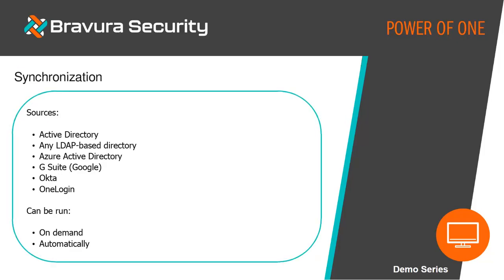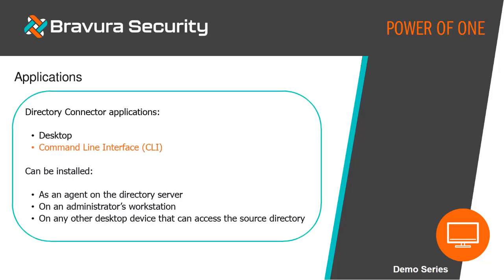The Directory Connector supports synchronization from the sources listed here. A sync can be run on demand or automatically at a configured interval. A desktop application and a command line interface are available for the Directory Connector. They share the same database and configurations, so you can use either one. Simultaneous use is not recommended. For this video, we'll focus on the command line interface, or CLI.